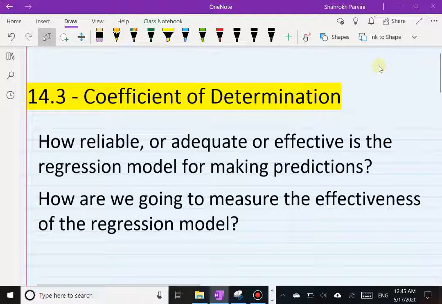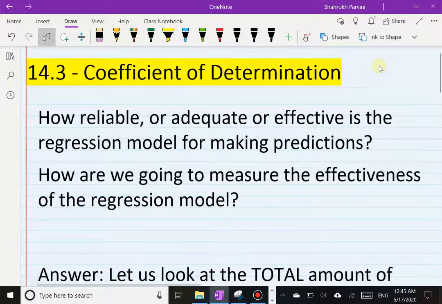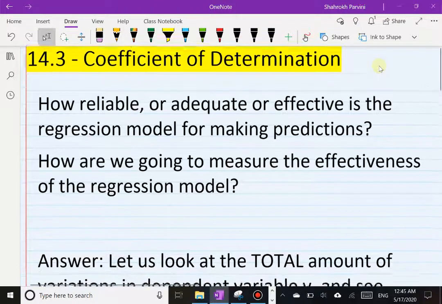First, we want to know how reliable or adequate the regression model is in making predictions. And the second question, perhaps equally important, is how are we going to measure effectiveness? How are we going to quantify the effectiveness of the regression model? The answer to this question is given below.